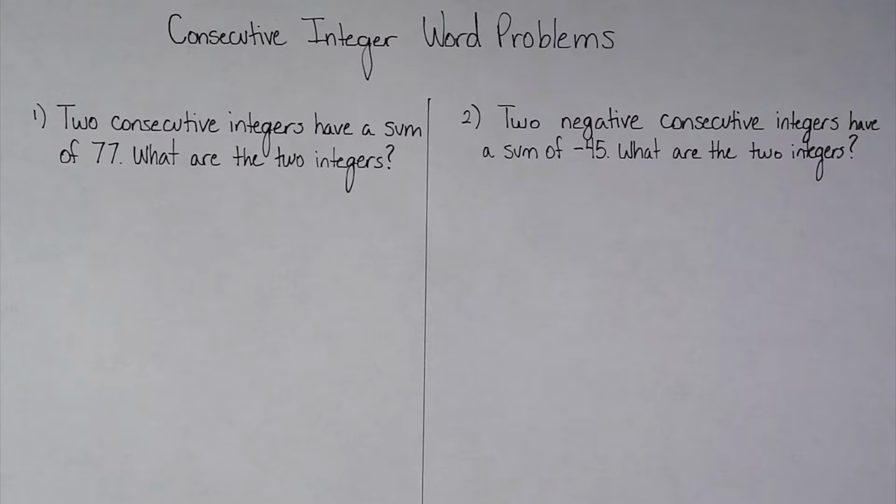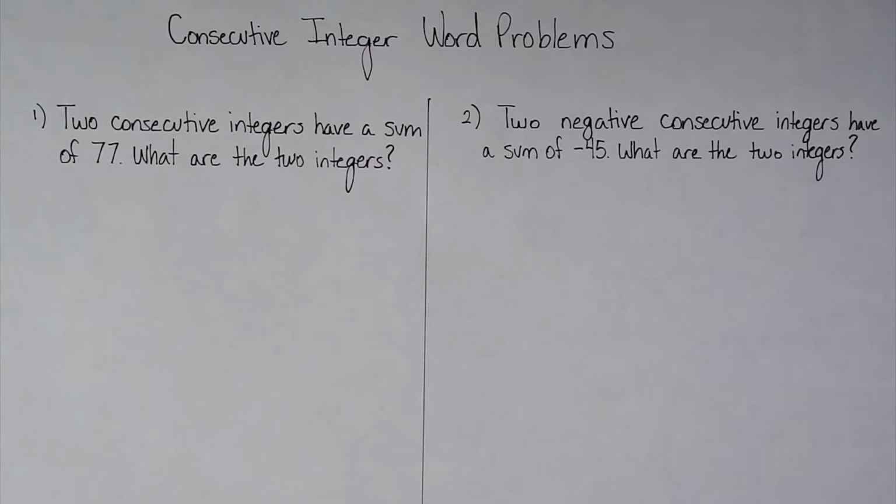In this video, we're going to talk about consecutive integer word problems. This is a very specific type of word problem that we do in Math 1. The word consecutive just means in a row. So if I wanted to count consecutively, I would do 1, 2, 3, 4, 5. So it's just numbers in order.